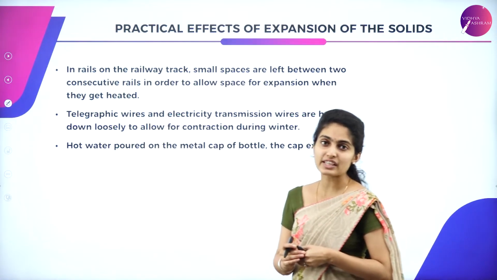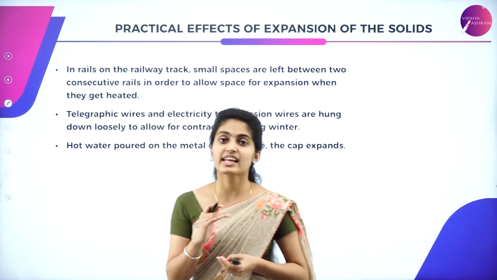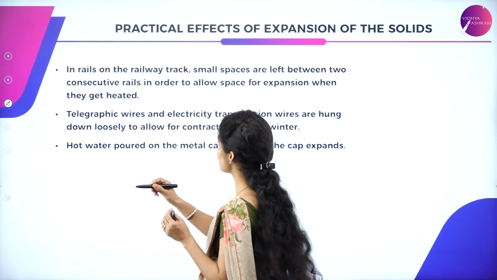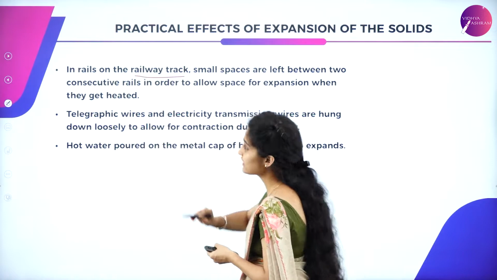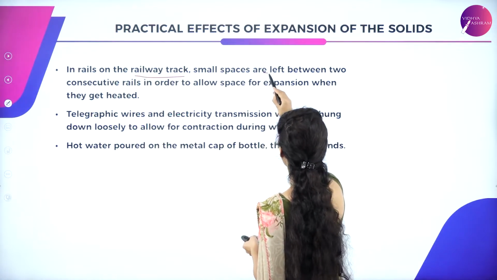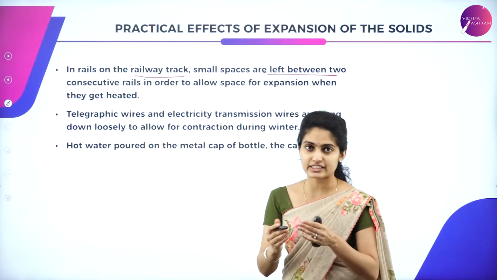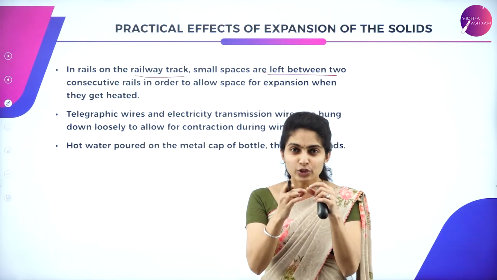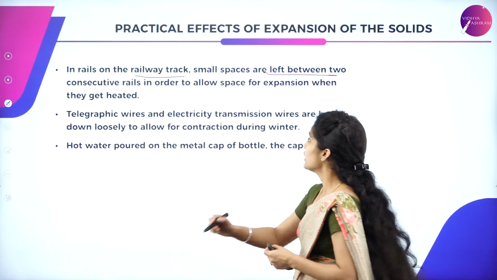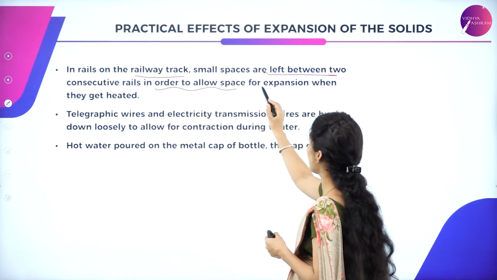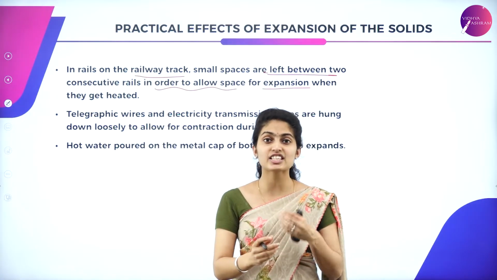Suppose you have seen railway tracks. On the railway tracks, a small space is left between two consecutive rails. Very minute space is left between two consecutive rails. That is in order to allow the expansion when they get heated.